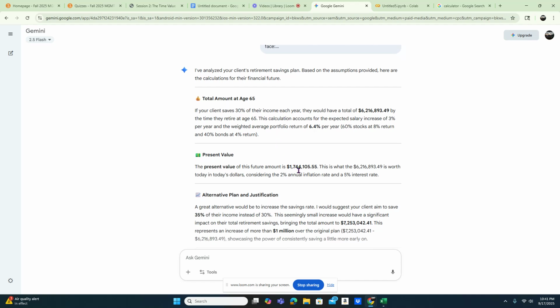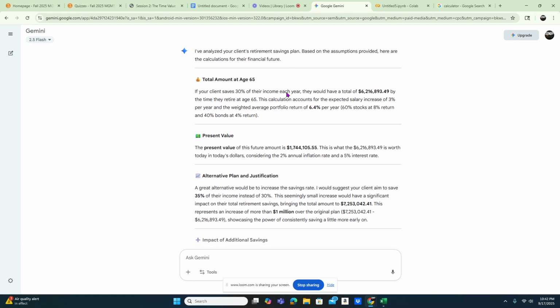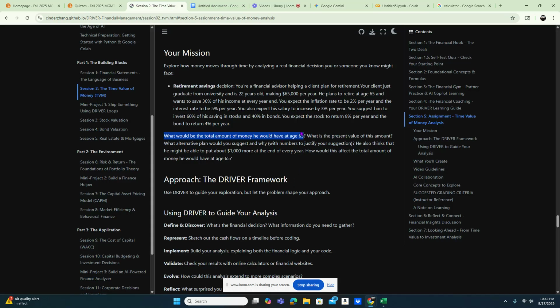The present value of this right now is $1,744,105. But with annual inflation and the 5% interest rate and all that, this is what it would be worth by the time he is actually 65. In 43 years, a lot will change. So that's the answer to this question and this question. What is present value? I already told you.